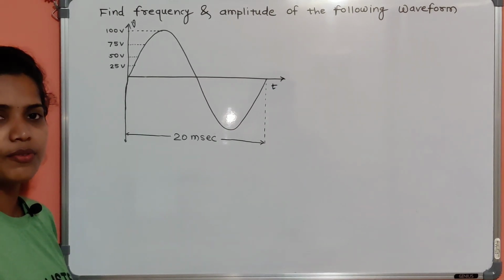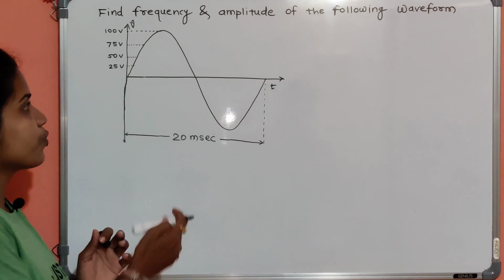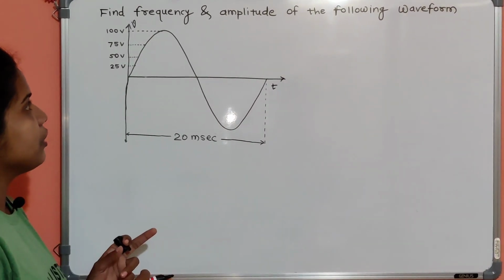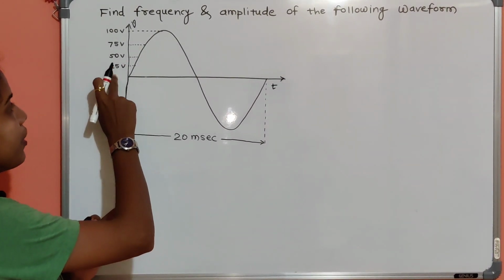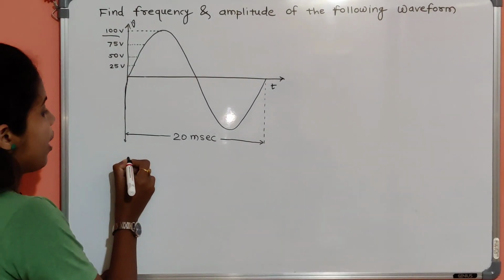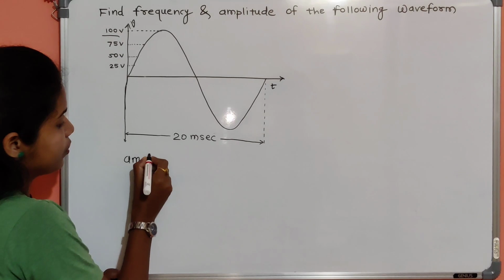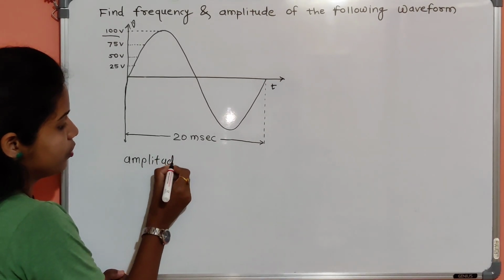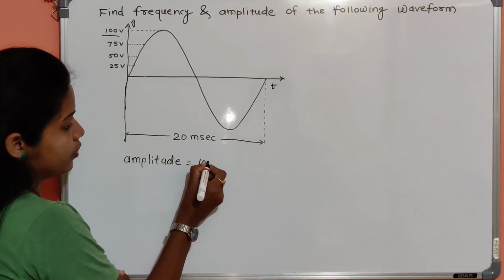Amplitude means the maximum value of the AC quantity. So from the waveform, which is the maximum value? 25, 50, 75, 100. 100 is the maximum value. So amplitude is equal to 100 volt.